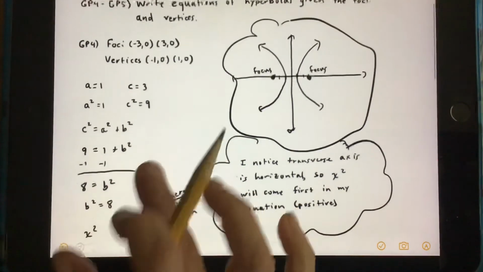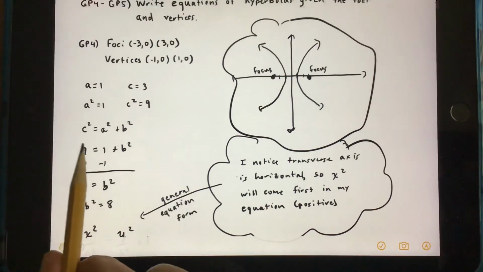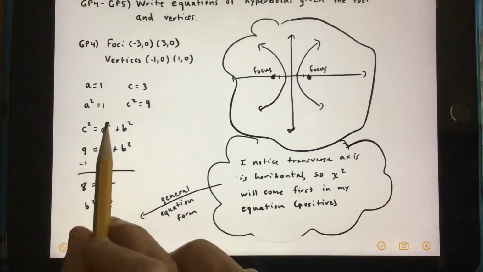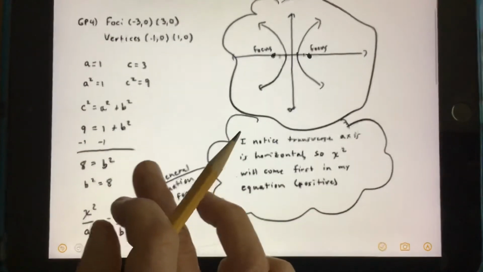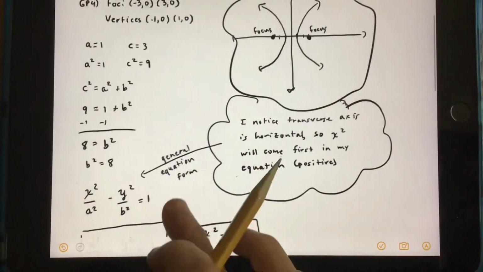All right, now I need to figure out my b squared because that's going to show up in my equation. So I use the relationship c squared is equal to a squared plus b squared. Plugging in 9 for c squared, plugging in 1 for a squared, I have 9 equals 1 plus b squared. Subtract 1 on both sides, and my 8 then is equal to b squared. b squared is 8. So now I'm ready to write my equation.